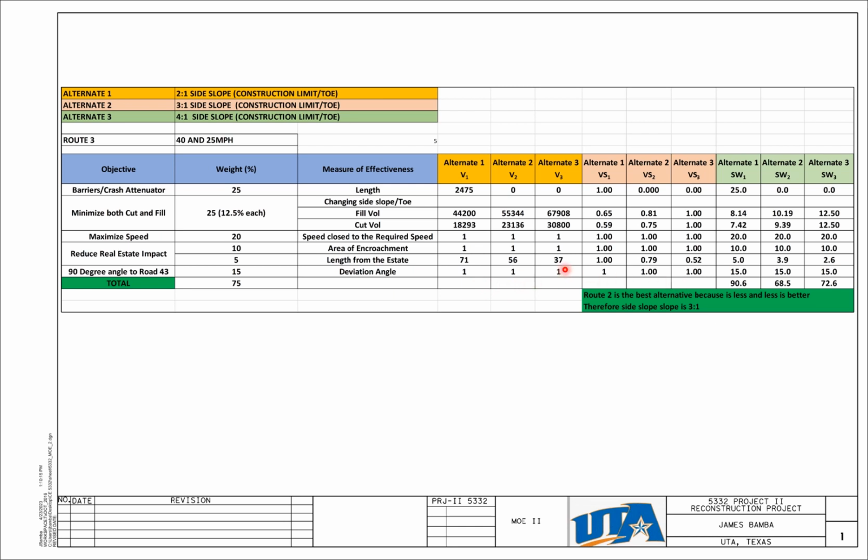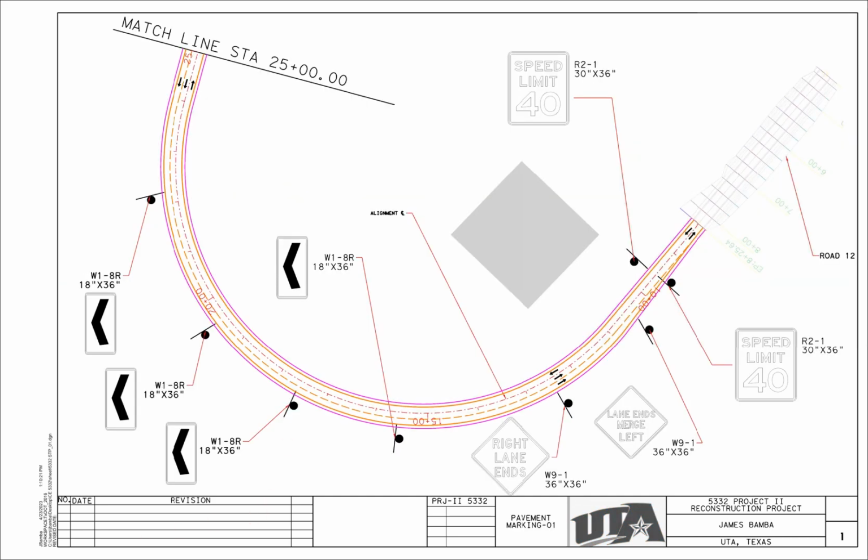So from these MOE criteria, I was able to have the least MOE score, which is 58.5, from alternative two. So alternative two, which is using the side slope of 3:1, is the one I'm going to use moving forward in this design. So this is my pavement marking.